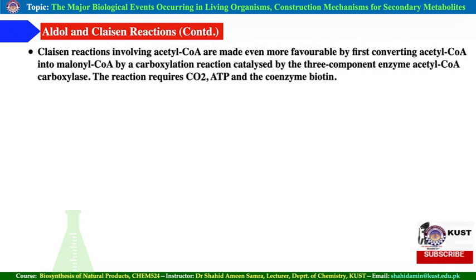Claisen reactions that involve acetyl coenzyme A are made much more favorable by first converting acetyl coenzyme A into malonyl coenzyme A by a carboxylation reaction catalyzed by the three-component enzyme acetyl coenzyme A carboxylase. This reaction involves carbon dioxide as a carboxylating agent, ATP as a source of energy, and coenzyme biotin.